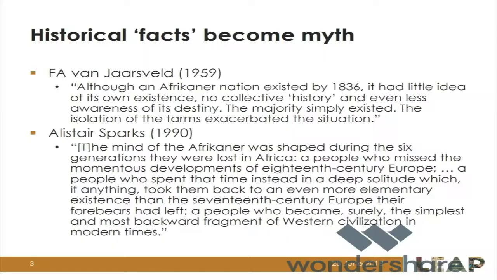That kind of narrative. On the other side, English liberal historians, represented by Allister Sparks, also had this idea that fitted the narrative perfectly for them, because they would say: the mind of the Afrikaner was shaped during six generations, they were lost in Africa. I'm not going to read the entire book, but basically this was a poor people, a people who became surely the simplest and most backward fragment of Western civilization in modern times. Right? So basically these Afrikaners were poor and backward, and they were stuck in Africa, and that explains the racist policies that they had in the 20th century. So that's the narrative.